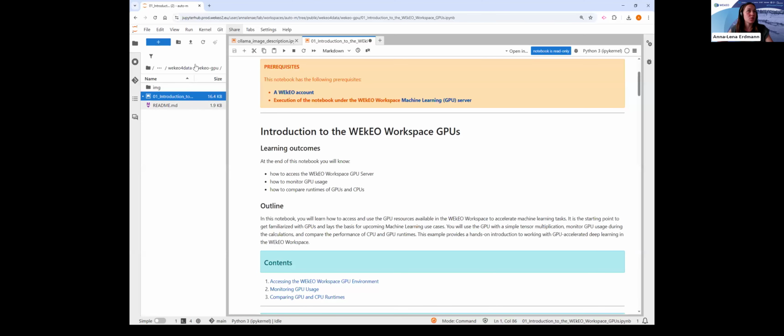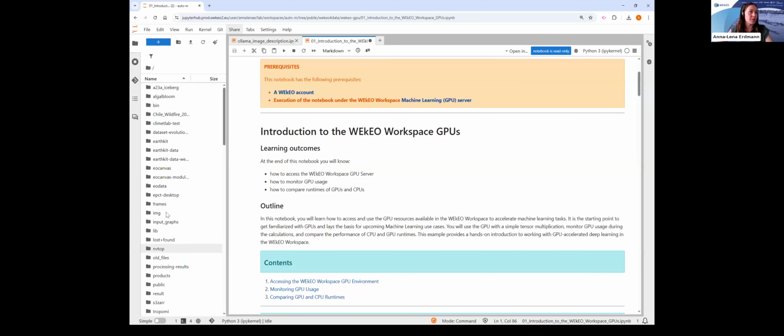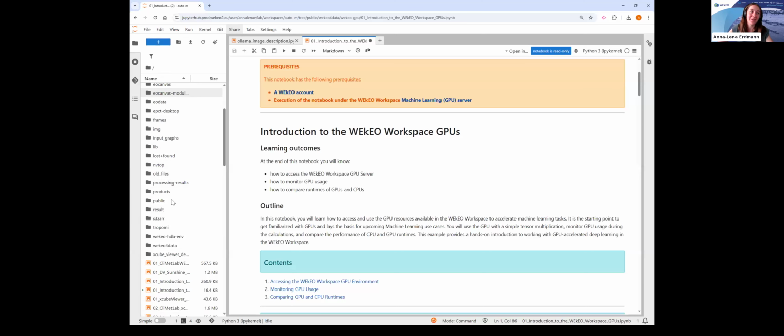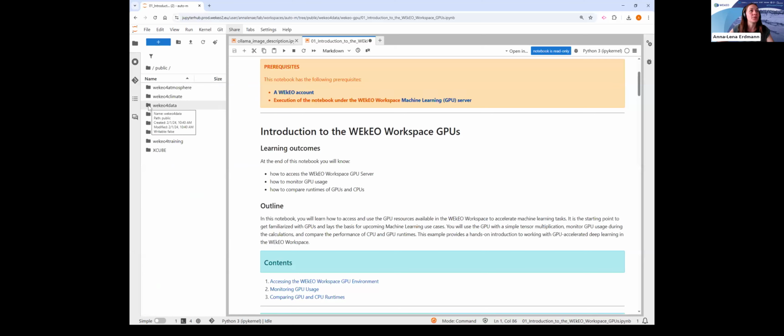So in this notebook, you can find again when you're in your working directory. I have a really large number of files because I've been working with WEkEO a lot. In your public directory, and then when you go to WEkEO for data and the WEkEO GPU, you will find that notebook.